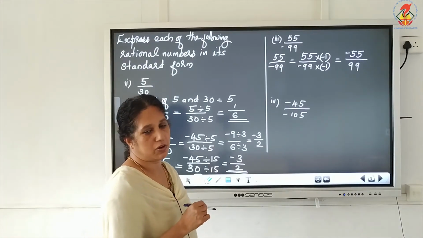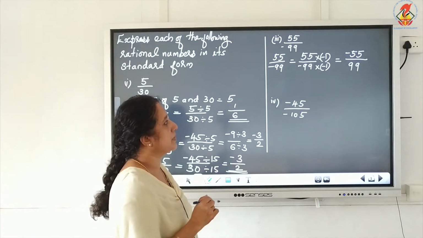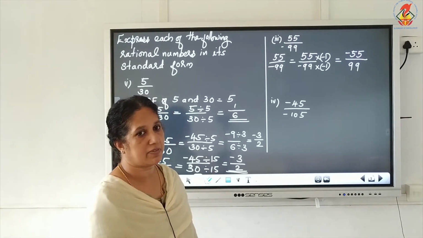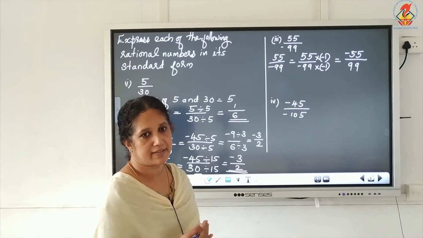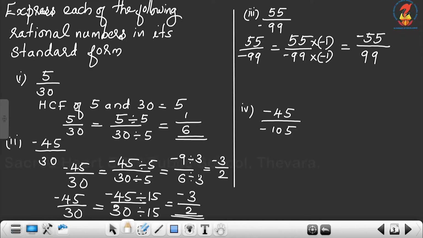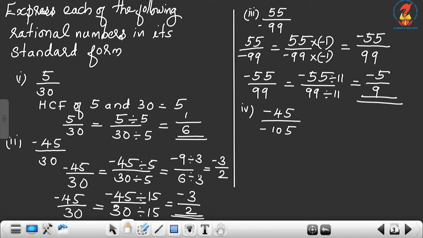Now, we have to reduce to the lowest form if it is not in the lowest form. If you can find the highest common factor in one step, you have to do it that way. Here, what is the highest common factor for 55 and 99? 11 is the highest common factor. So, we have to divide both the numerator and denominator by 11: negative 55 by 99 divided by 11 divided by 11. So, we will get negative 5 by 9. Therefore, the standard form of 55 by negative 99 is negative 5 by 9.